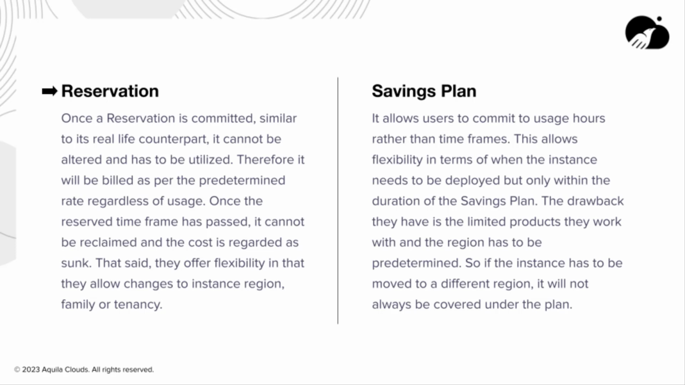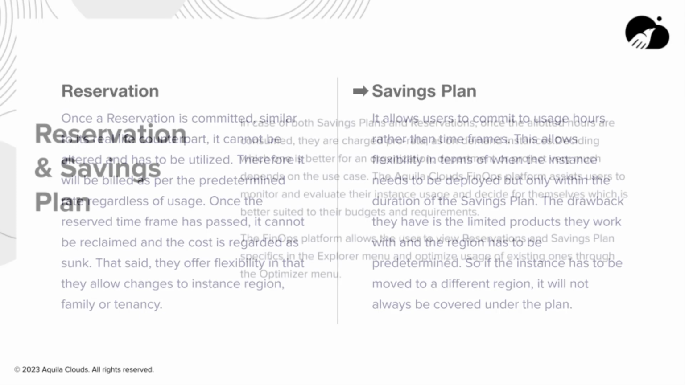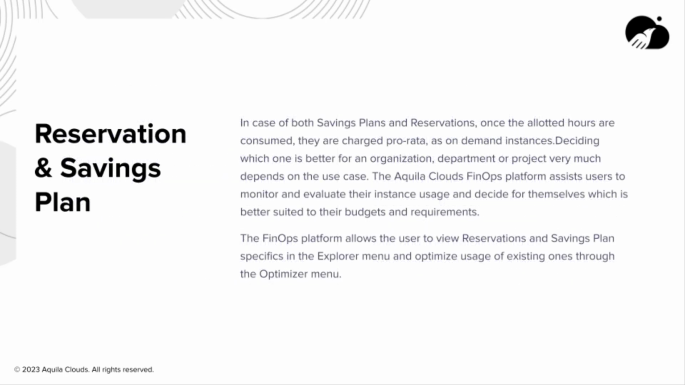That said, they offer flexibility in that they allow changes to instance region, family or tenancy. In comparison, a Savings Plan allows users to commit to usage hours rather than time frames. This allows flexibility in terms of when the instance needs to be deployed, but only within the duration of the savings plan. The drawback is the limited products they work with, and the region has to be predetermined. So if the instance has to be moved to a different region, it will not always be covered under the plan.